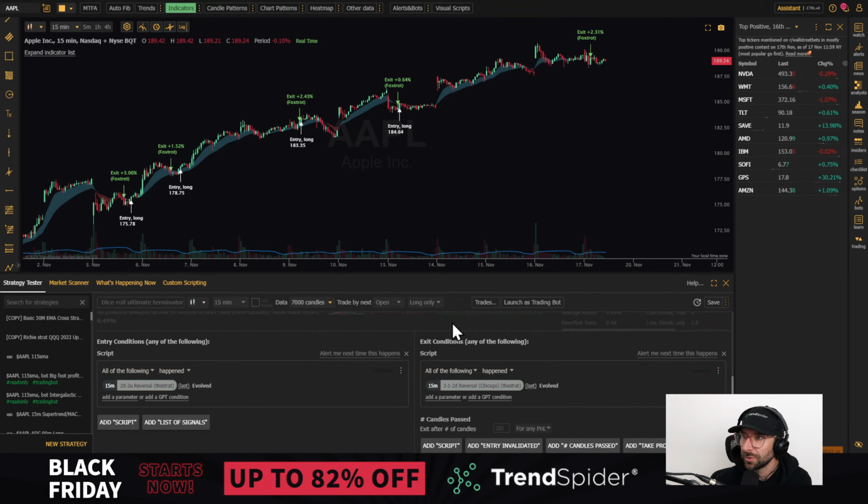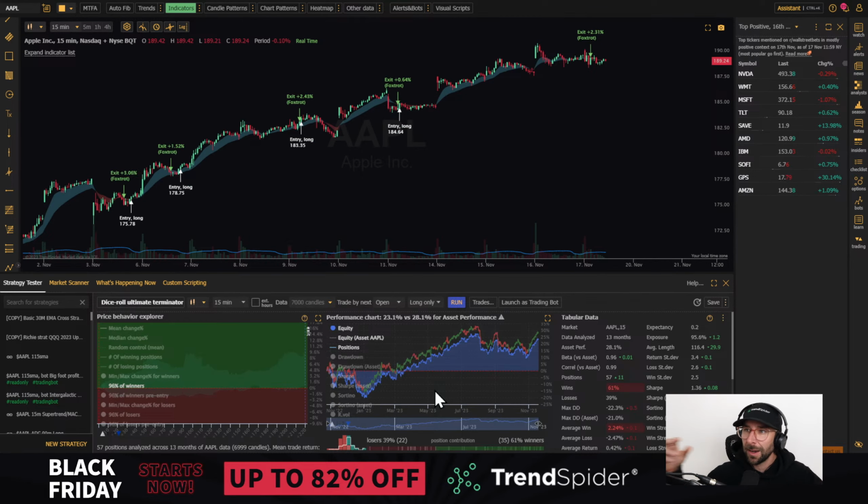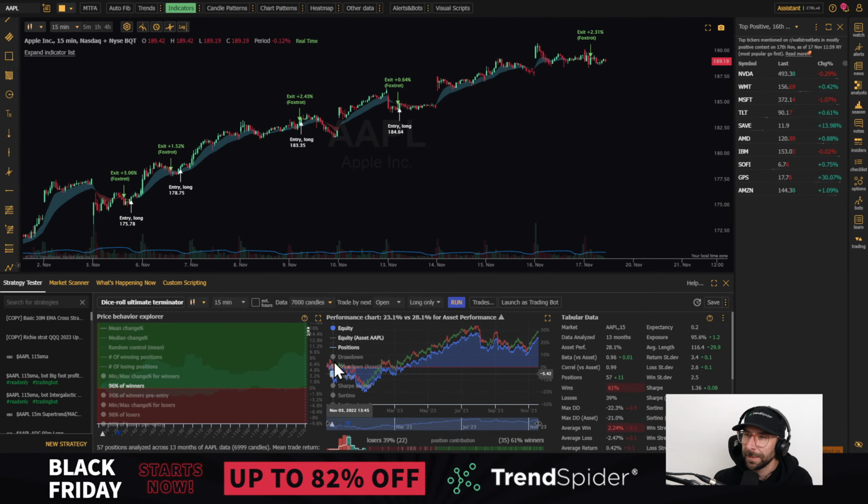We make it 220, and then I rerun the test. Every time I change something about a strategy, I rerun the test because I want to see how each individual change affects the strategy. So things got a little bit better, but not much. Still performing pretty poorly.